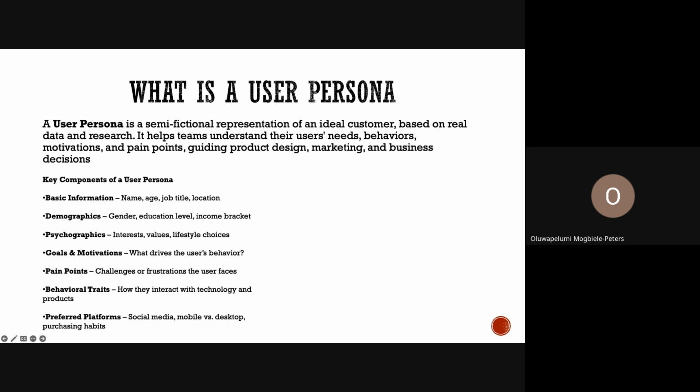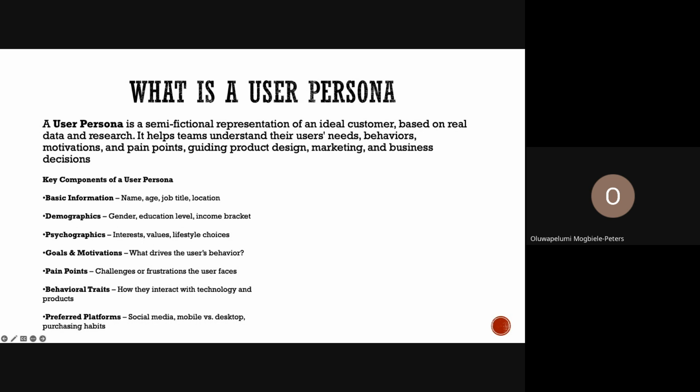Psychographics. What are the things he's interested in? What are his values? What are his lifestyle choices? Some people will never drive a Toyota. If it's not a V6, there's nothing you can tell them in this life. It must be a V6, a big engine that makes noise. If you're going to sell an inline four to them, you're just wasting your time.